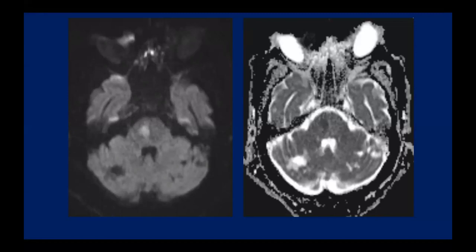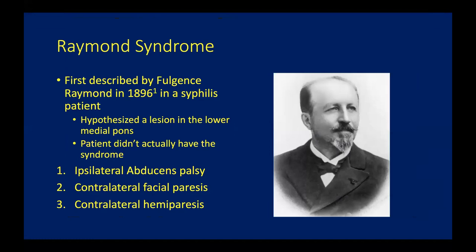On the left, you see a diffusion-weighted image with the corresponding ADC image on the right. And you see hyperintensity, or true restricted diffusion, there in the right medial pons. What this combination of symptoms really is, is what's called Raymond syndrome. It was first described by a French neurologist, Fulgence Raymond, in 1896 in a young woman with syphilis.